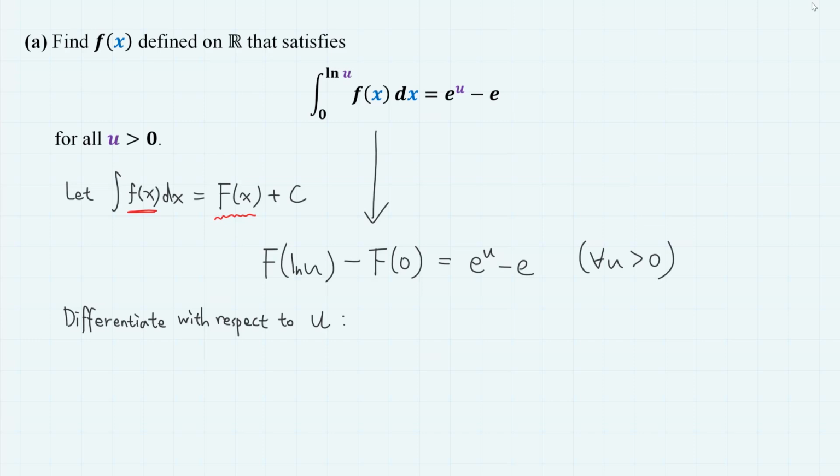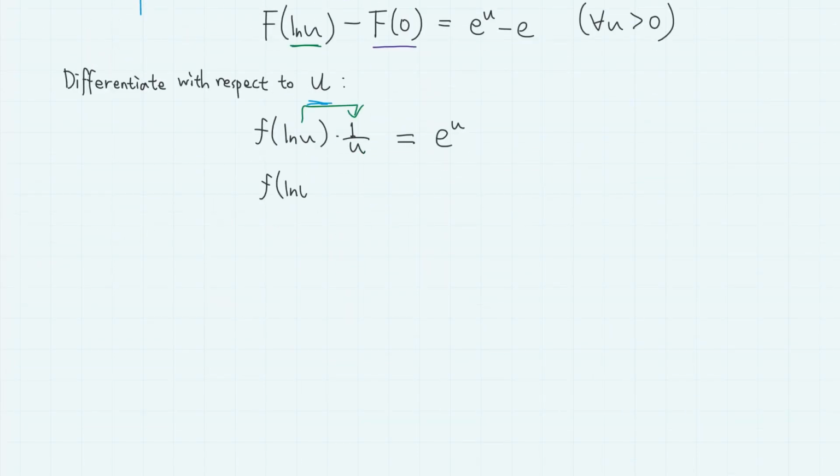Next, let us differentiate both sides with respect to u, because that will give the expression containing small f. So first, we have small f of ln u. But this is the derivative with respect to ln u, not u. Therefore, according to the chain rule, we must differentiate ln u with respect to u, which gives 1 over u. And differentiating this constant capital F(0) simply gives 0. On the right-hand side, we have the derivative of e to the power of u minus e, which is just e to the power of u. So we have small f of ln u equals u times e to the power of u.